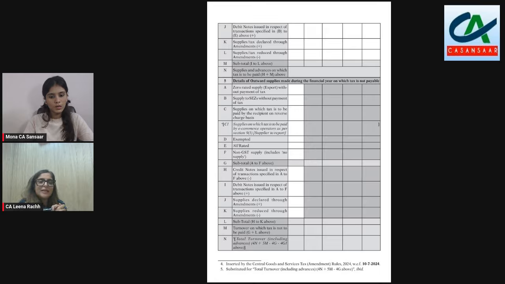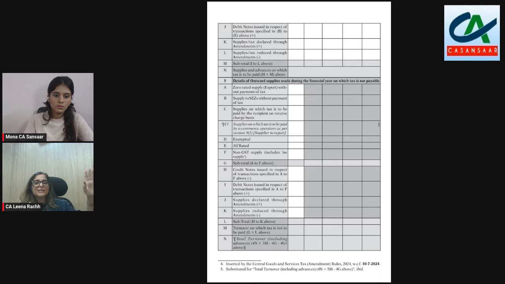In your GSTR 9C, also, some changes have been brought about, and that is mainly in terms of reporting of supplies made through ECO, e-commerce operator, wherein the ECO is required to pay tax. That means in today's era of digital marketing, e-commerce, e-business, a lot of people are selling goods online through Amazon, Flipkart, whatever. So if you are making supplies through e-commerce operator, and the e-commerce operator is required to pay tax, you need to report those supplies in your GSTR-9 return.